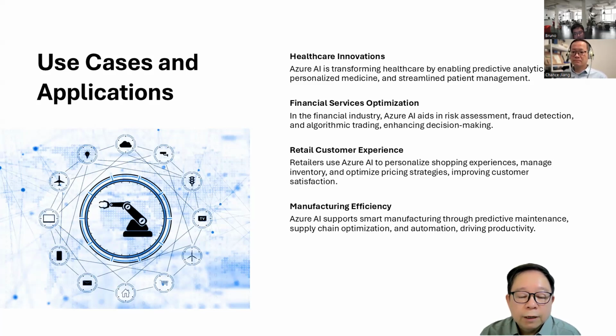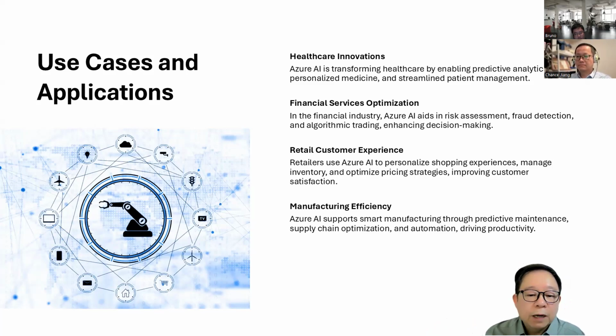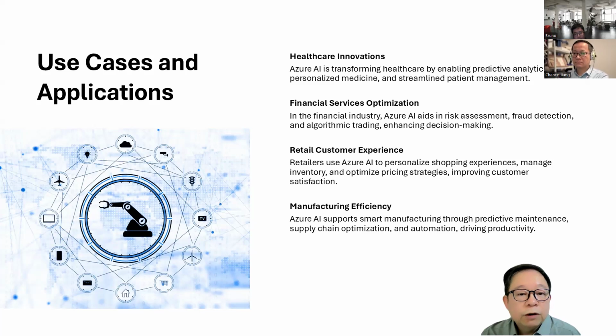For the manufacturing application of AI, you can support smart manufacturing through predictive maintenance. Manufacturing cannot be down, right? And maintenance is one of the very important parts. So you're able to get the spare part before the machinery breaks down, right? So all these things are part of it. Also, you can improve the supply chain, automation, of course, and at the end of the day, improve the productivity.